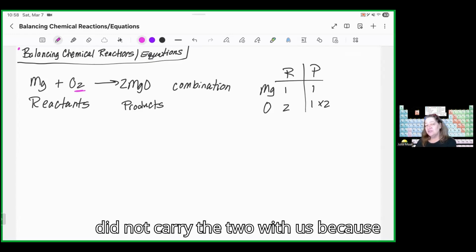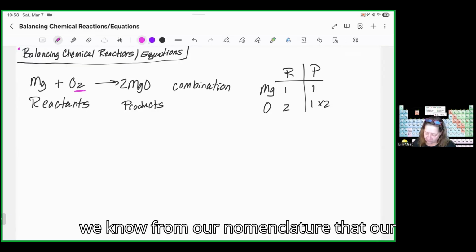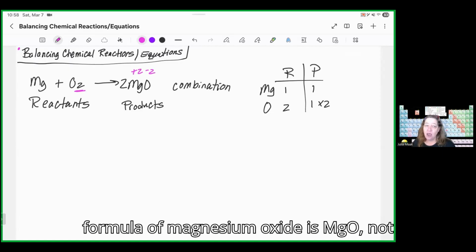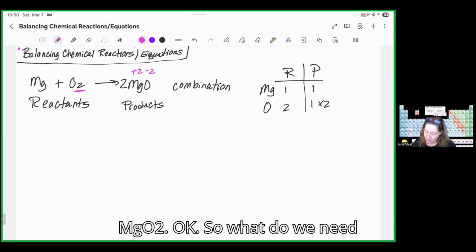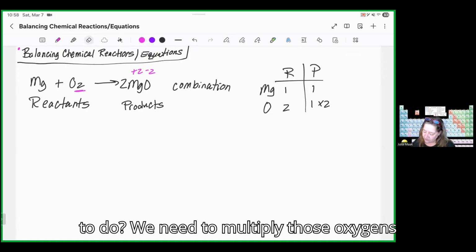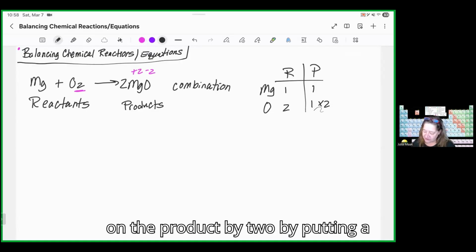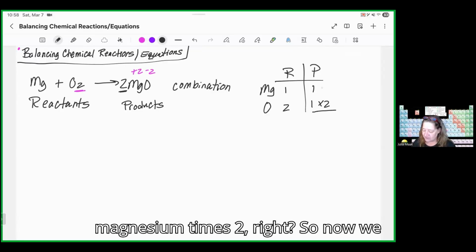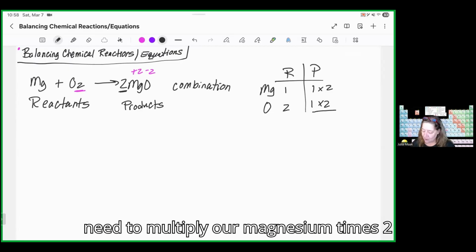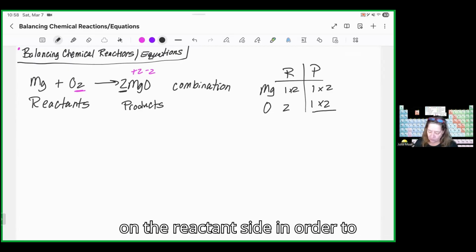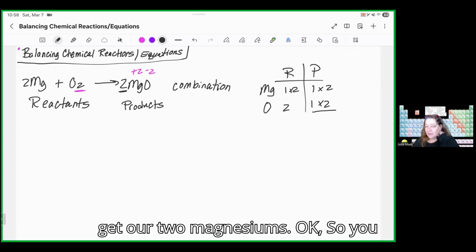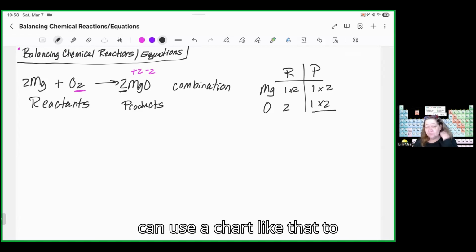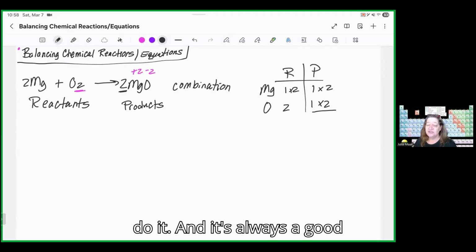We did not carry the 2 with us because we know from our nomenclature that the formula of magnesium oxide is MgO, not MgO2. So what do we need to do? We need to multiply those oxygens on the product by 2 by putting a 2 in front. But that also multiplied our magnesium times 2, right? So now we need to multiply our magnesium times 2 on the reactant side in order to get our 2 magnesiums. You can use a chart like that to do it.